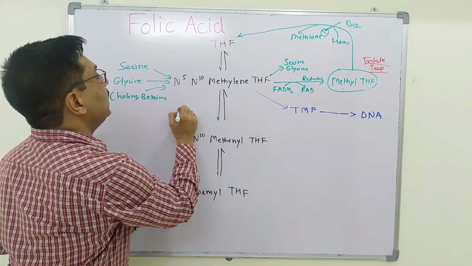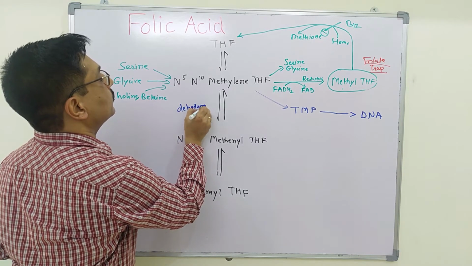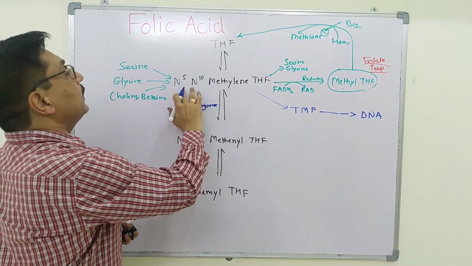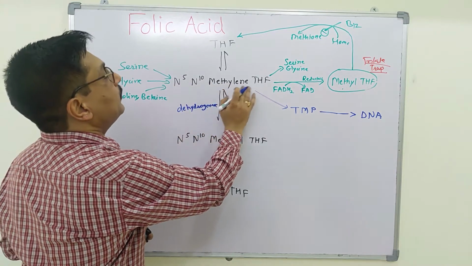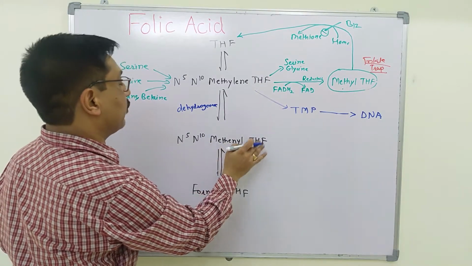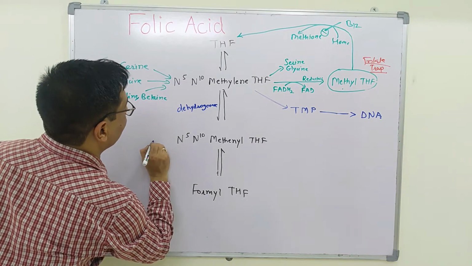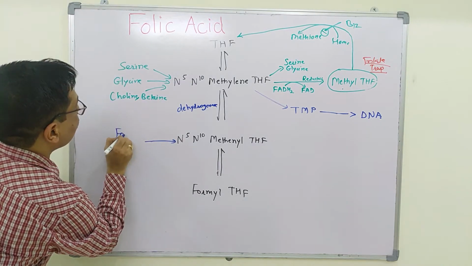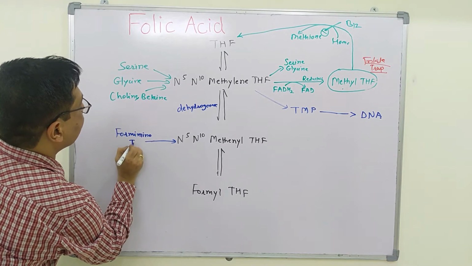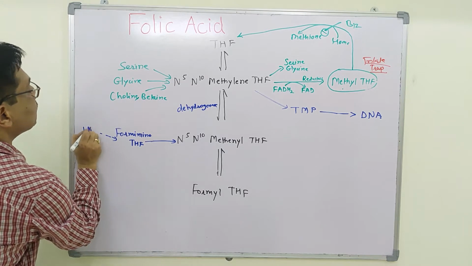Then, by action of dehydrogenase, this N5,N10-methylene tetrahydrofolate is converted into N5,N10-methenyl tetrahydrofolate. This N5,N10-methenyl tetrahydrofolate can also be formed from formimino tetrahydrofolate, which is formed during histidine metabolism.